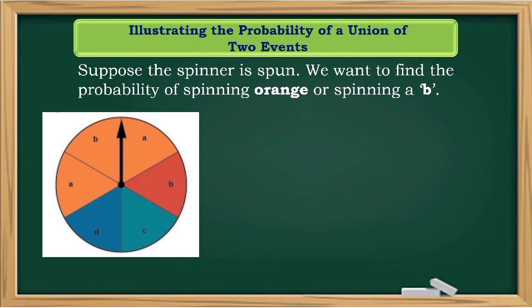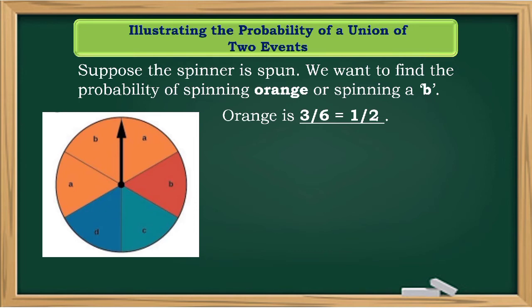First is to get the probability of spinning orange. As you can see, 3 of the sections in the circle have the color orange, so that is equivalent to 3 over 6. 3 for the orange part and over 6 because it has 6 sections. To simplify, we have 1/2.